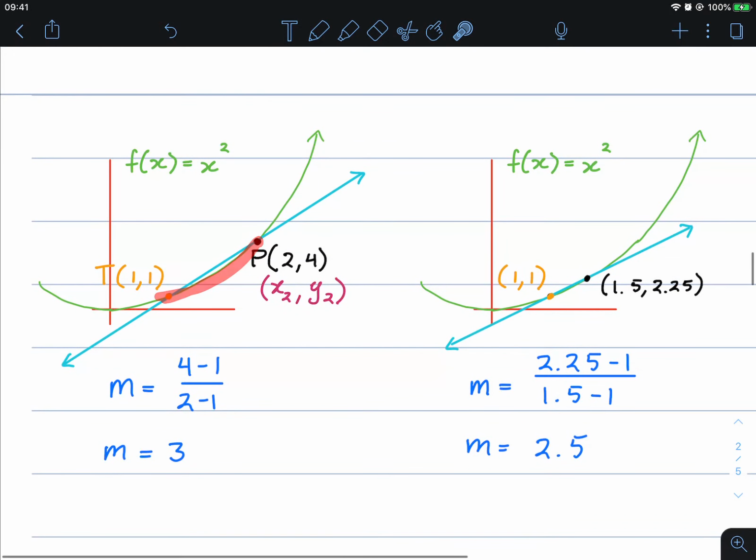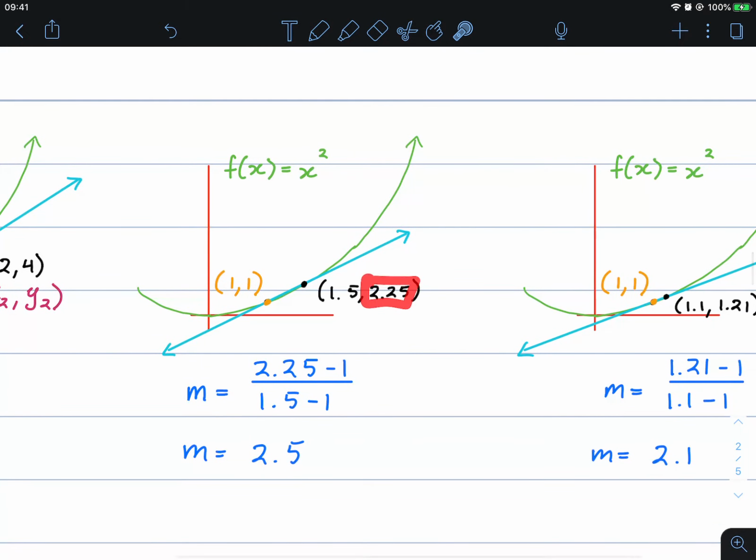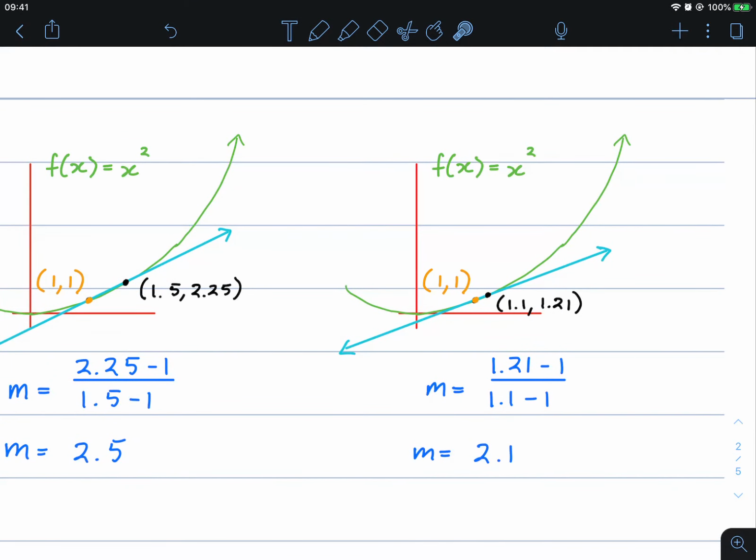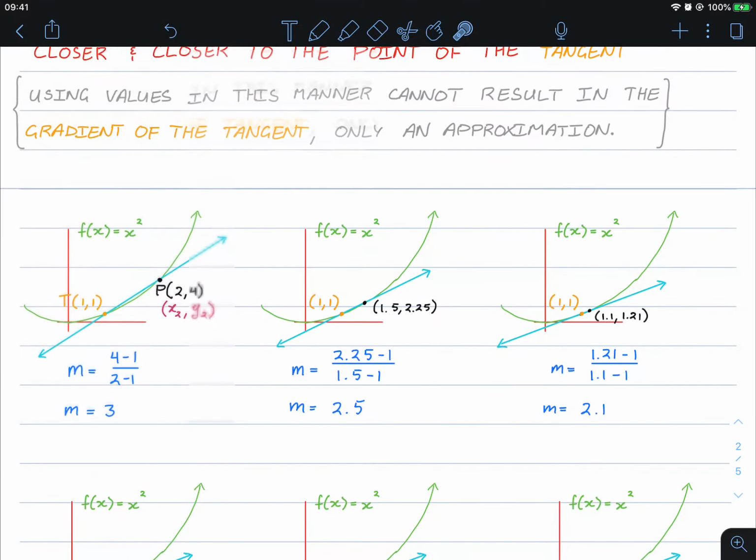So for example, here's y2 and x2. Currently it's the values of (2, 4), and we found that the gradient of this secant is 3. If we move x a little bit closer, let's say x is now 1.5, we can calculate the y value using the function, and we recalculate it again. y2 minus y1 over x2 minus x1. The gradient of this secant is 2.5. And we keep moving that point closer and closer and closer. So here's the third time that we do it. The gradient is 2.1. We'll do it again.